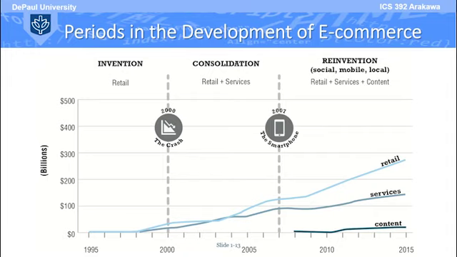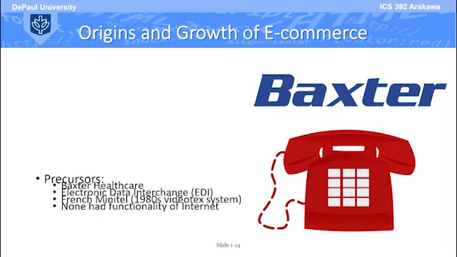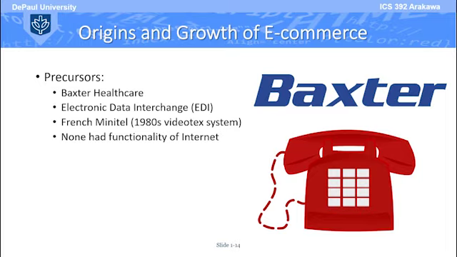Alright, the next thing we're going to do is talk about the history of e-commerce, how it developed. This is the timeline we're going to use, but before we talk about these three different phases, we're going to talk about some of the precursors to e-commerce. The first kind of foray into e-commerce was with companies like Baxter Healthcare. They had different ways to order things via telephone, email. They used electronic data interchange to place orders, but it wasn't done with the ubiquity of the Internet.